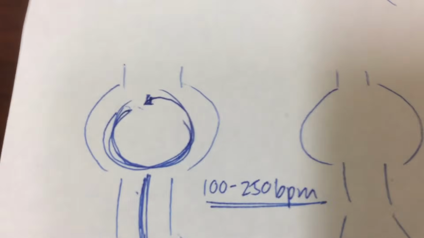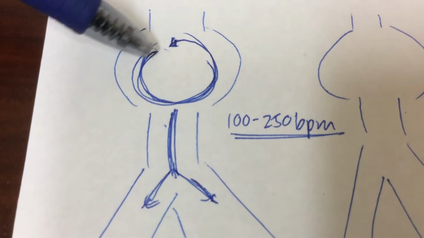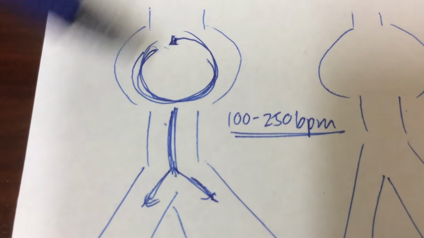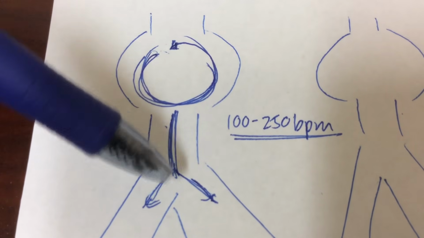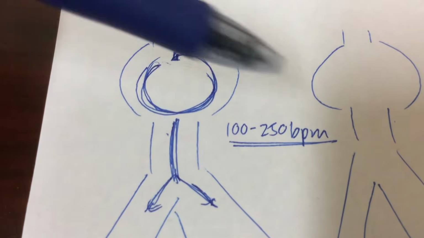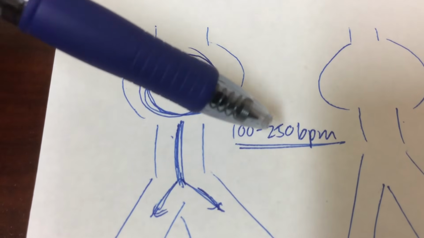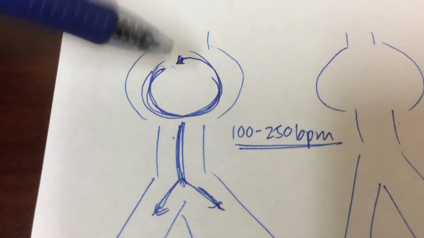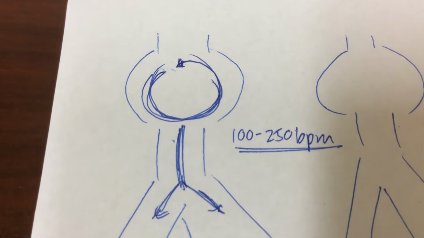And so as you can imagine, you start going into this loop of down the slow, up the fast, down the slow, up the fast. Every time it makes this loop, it lets off a little bit of electricity into the bundle of His and into the ventricles. And so what you can end up getting are heart rates of 100 to even 250 beats per minute.